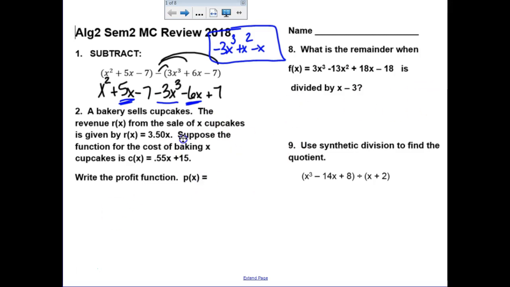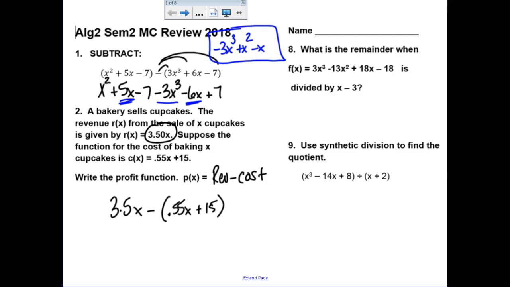So profit function is revenue minus cost. So essentially it's the same concept of subtracting two functions. You just have to be careful that you're doing it properly. So the revenue function is 3.5x, I see that right here. And then you're going to be subtracting the cost function, which is 0.55x plus 15.